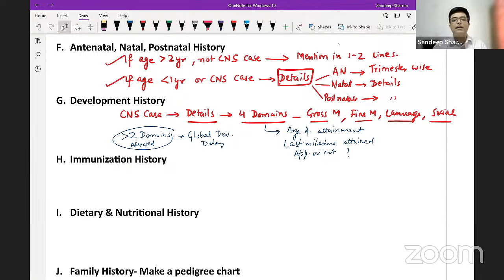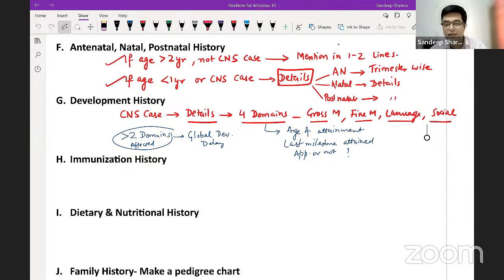Gross motor basically controls your gross movements, fine motor controls the fine movements of hands and feet, language is related to verbal output, and social is related to the behavior of the child. And another important point, the examiner may ask you, you can write it down also, which type of isolated mild delay is very common in Indian children. Remember that isolated language delay by a few months is common in male Indian children. We do not know the reason for that.